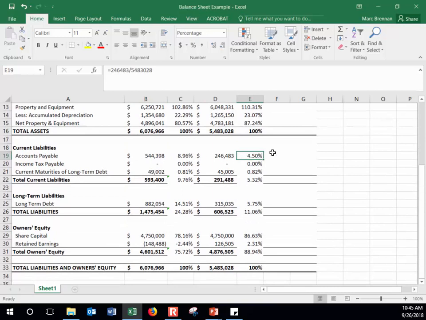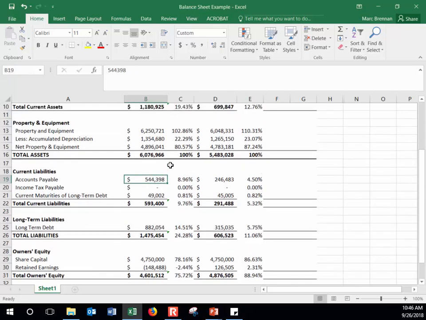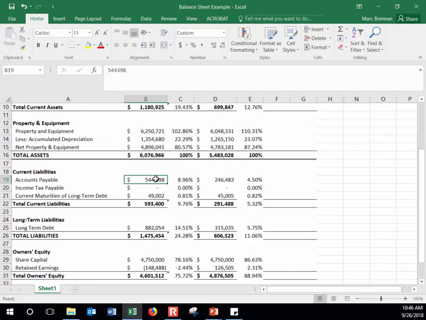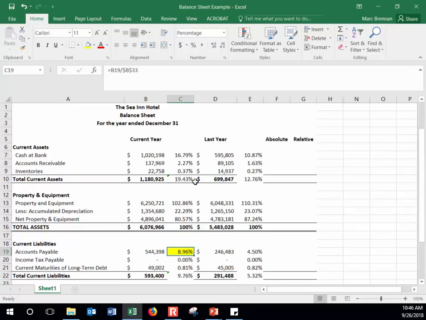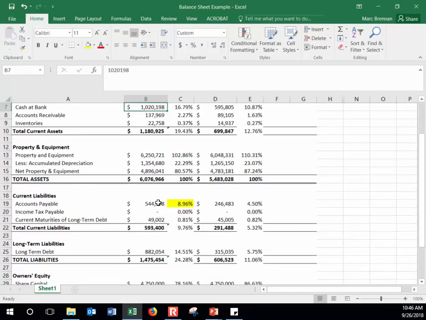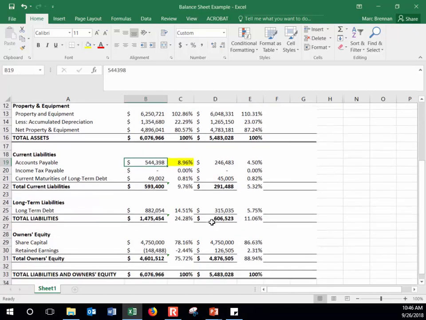My accounts payable used to be 4.5% of my total liabilities and owner's equity. Now it's 8.96%. I'm starting to owe more on the short term. So I want to maybe look into this a bit. Why do we have to go more into accounts payable? Why do we have to owe more money in the short term right now? Since we have so much cash, do we need to owe so much more money in the short term? I would just want to look into it.